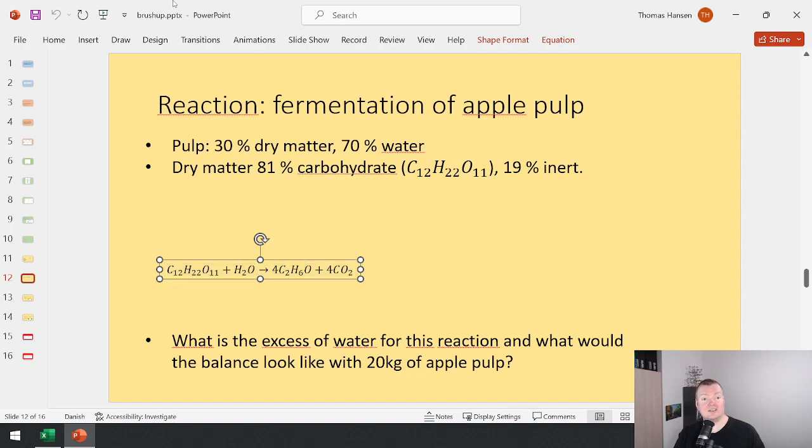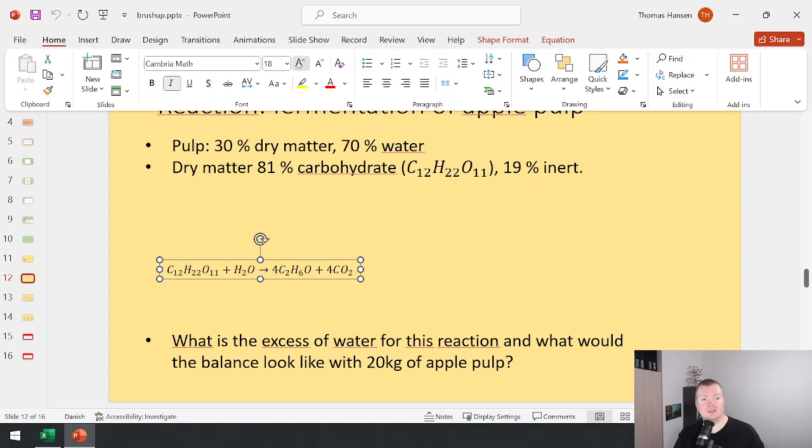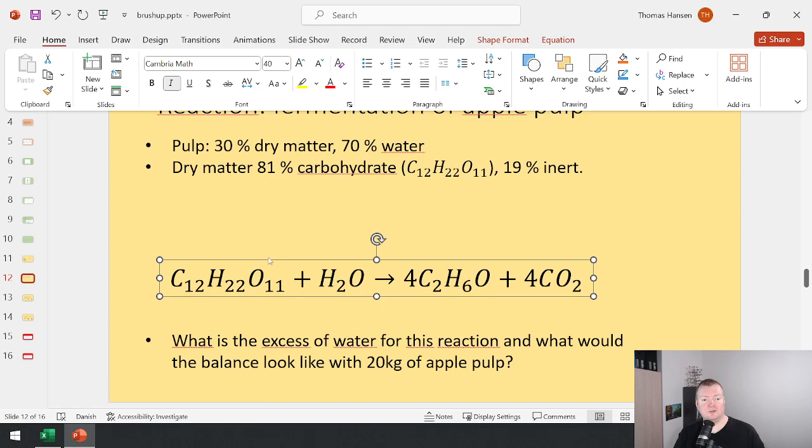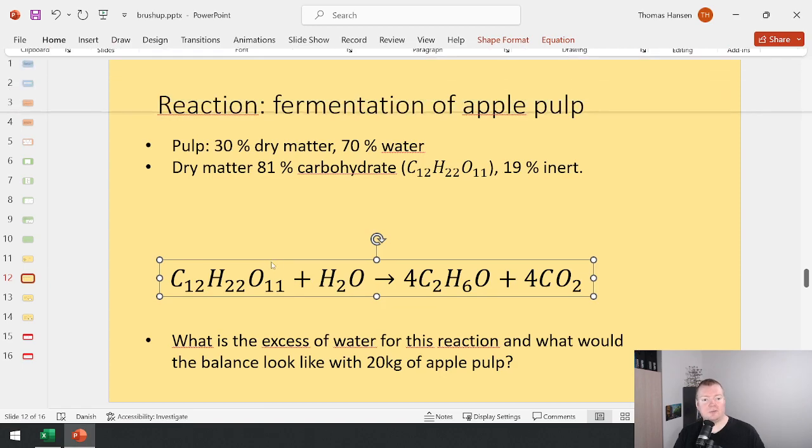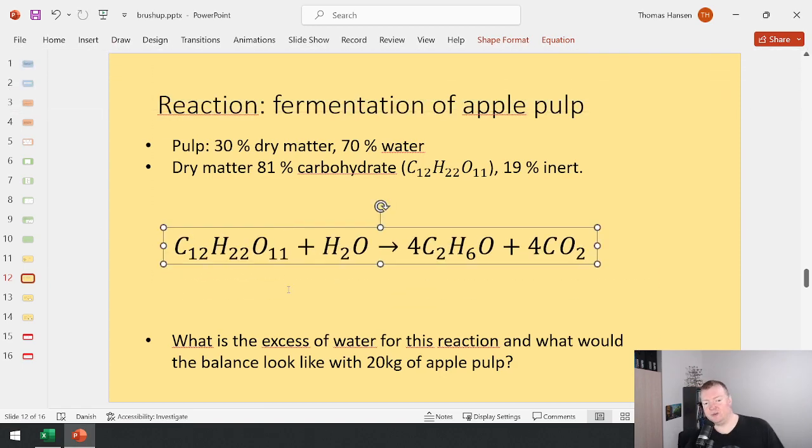And then, actually, can I make this a bit larger? Let's just try. There we go. And we're being told this is the reaction we expect to happen. So the carbohydrates and some water turns into some product and CO2. Okay, so there'll be some microorganisms that'll do this conversion.